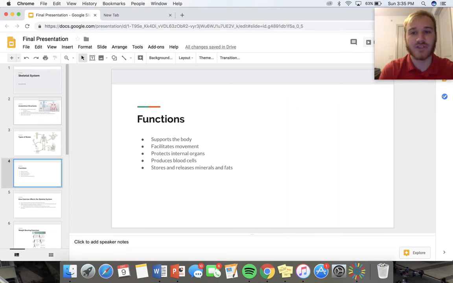Going into the functions of the skeletal system, it really has 5 main functions. Number 1, it supports the body. It also facilitates movement. It protects internal organs. It produces blood cells. And finally, the skeletal system stores and releases minerals and fats.